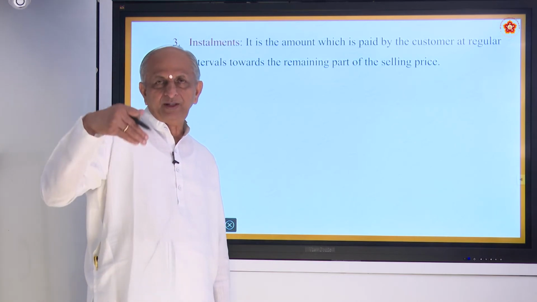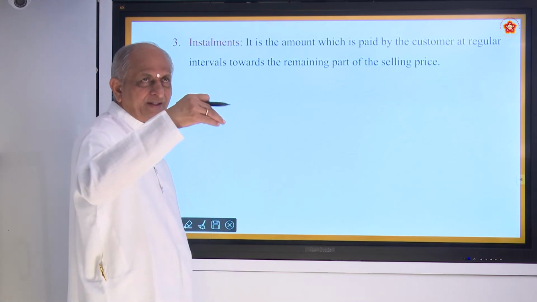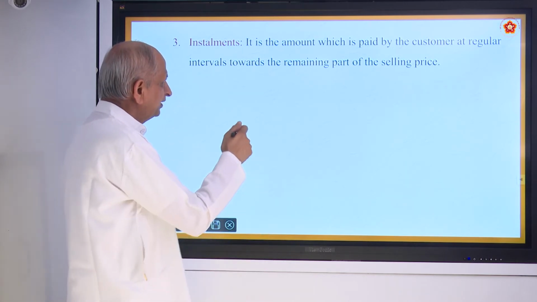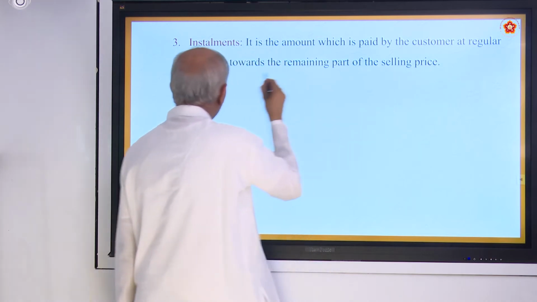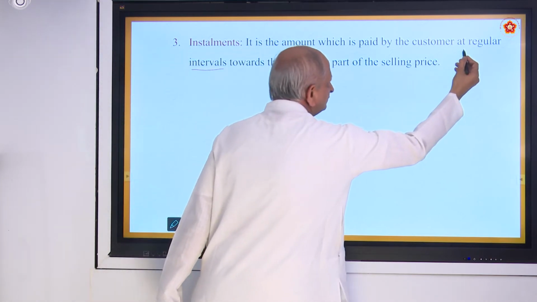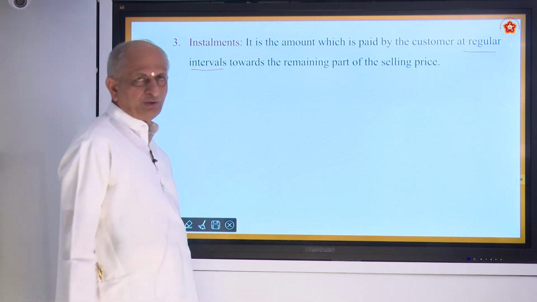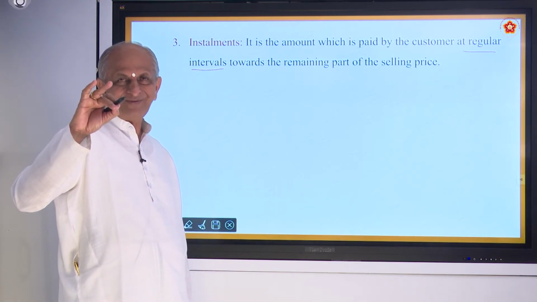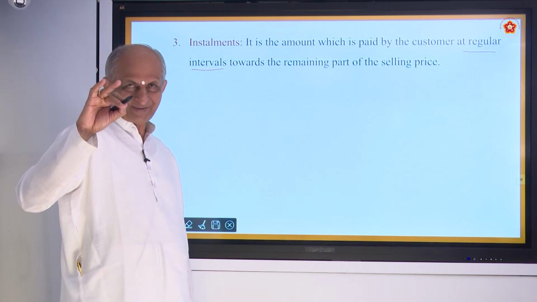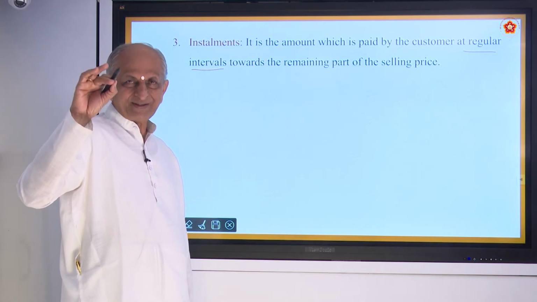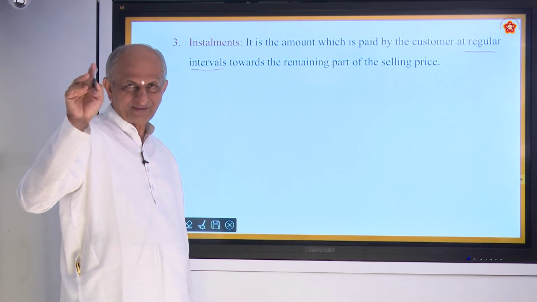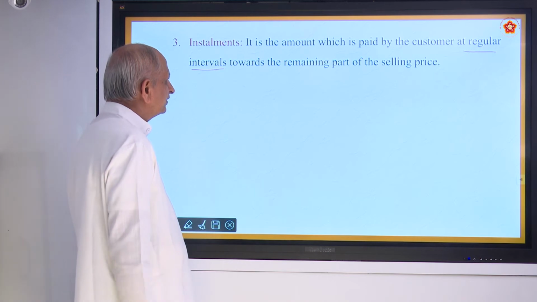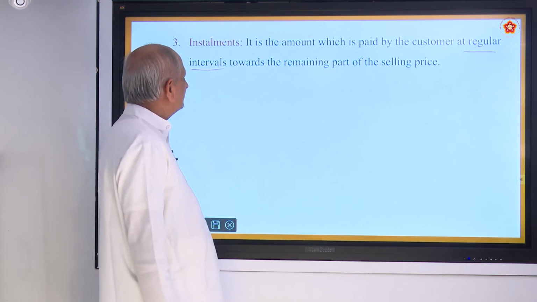Okay. So that is what is called cash down payment. And when paying the balance amount, we will be paying in small installments. It is the amount which is paid by the customer at regular intervals. As I just now told you, it may be monthly or quarterly. Quarterly means once in 3 months, right? How many months make a year? 12 months. So quarterly means 1/4 of the year, which is 3 months. So that is what is called installment.